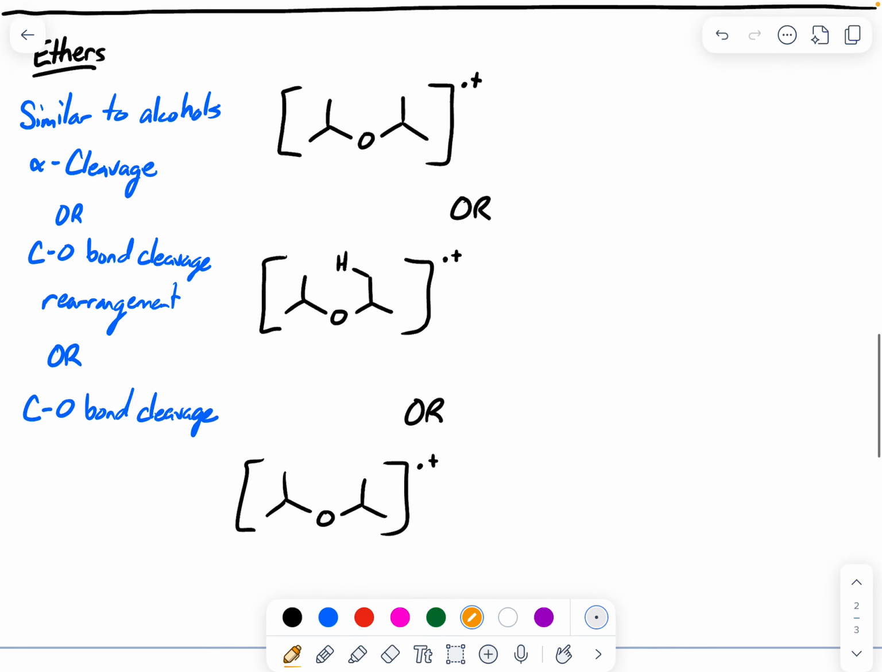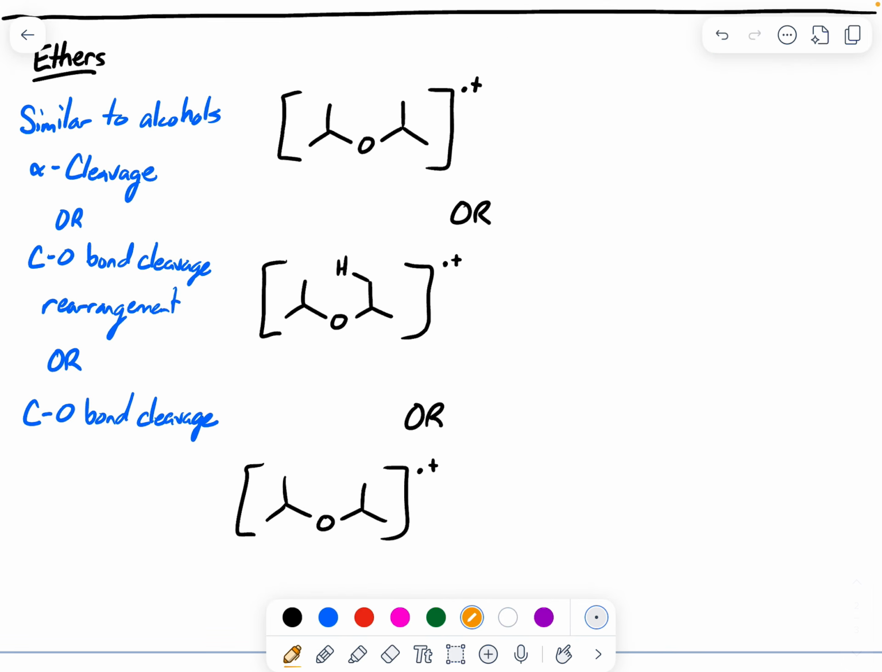All right, last one, ethers. Ethers are interesting because they take all the weird things about alcohols and carbonyls and kind of put them together. First off, we've got alpha cleavage, right? So any of those alpha bonds to the ether can cleave. For example, this one right here can break off, giving a radical to that methyl, as well as a carbocation that is adjacent to the oxygen.